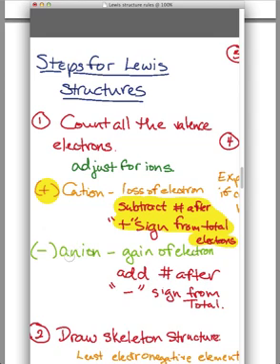If it's an anion, it's a gain of electrons, and we're going to add the number after the minus sign to the total number of electrons.